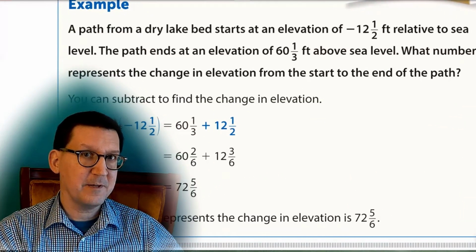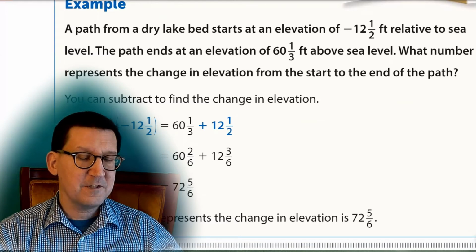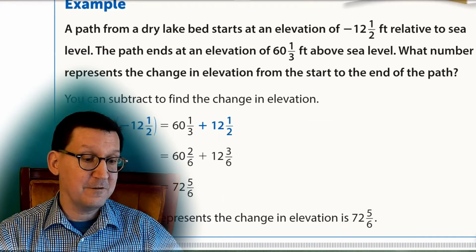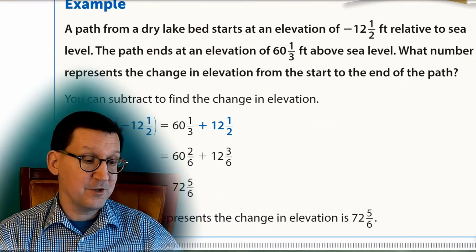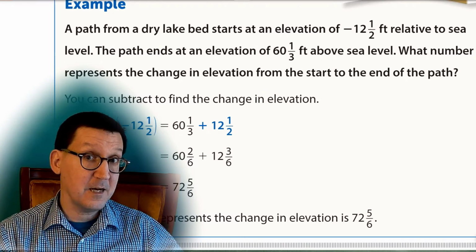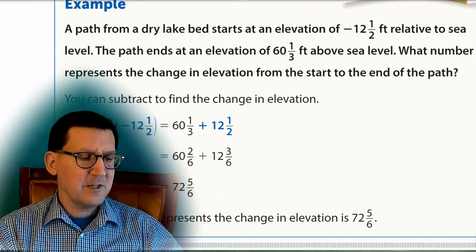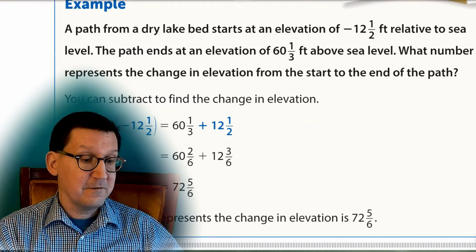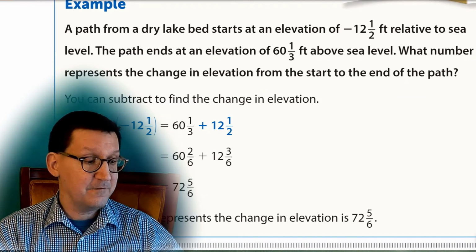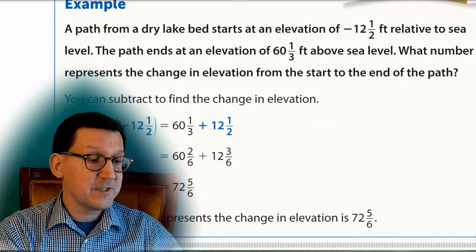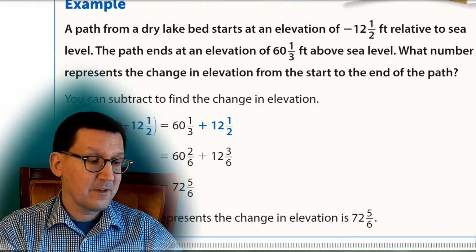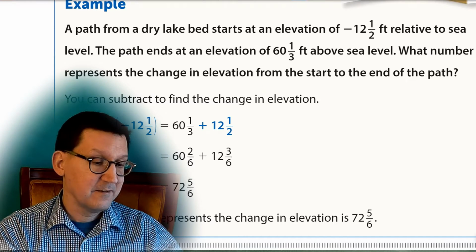A path from a dry lake bed starts at an elevation of negative 12.5 feet relative to sea level. The path ends at an elevation of 60 1/3 feet above sea level. So what number represents the change in elevation from the start to the end of the path? And so to find the change in elevation, you're just subtracting, right? Because you're finding the difference in the elevations.